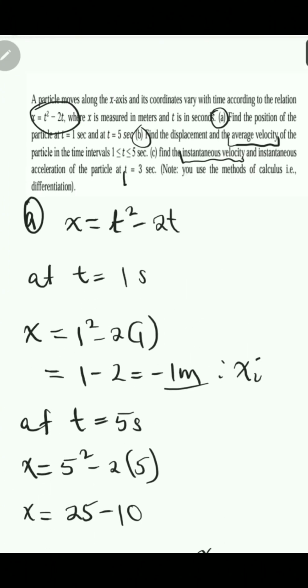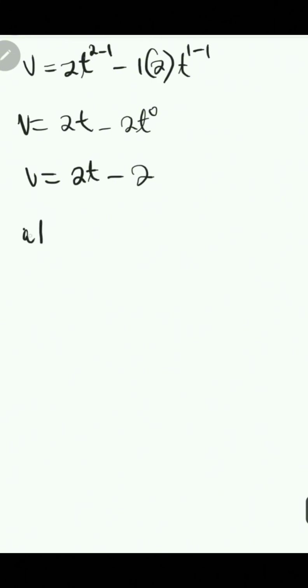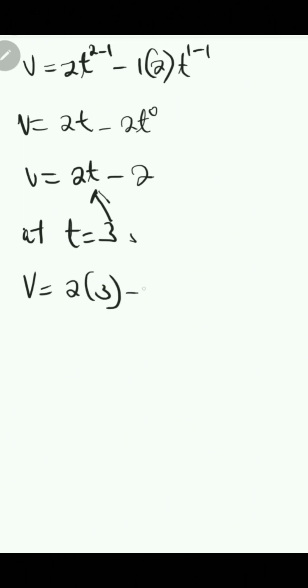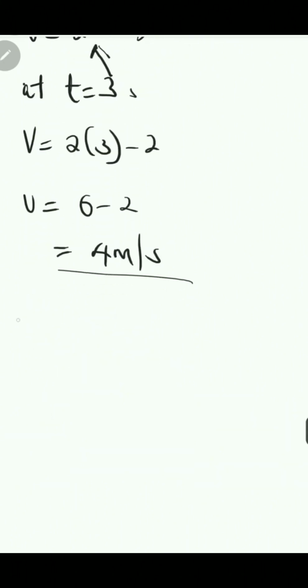Now, we're asked to find this velocity at t equal to 3 seconds. So in what we've obtained, we put a 3. This will give us v equal to 2 multiplied by 3, minus 2. So we get a 6 upon multiplying, then minus 2. Then we get 4 meters per second as the instantaneous velocity.